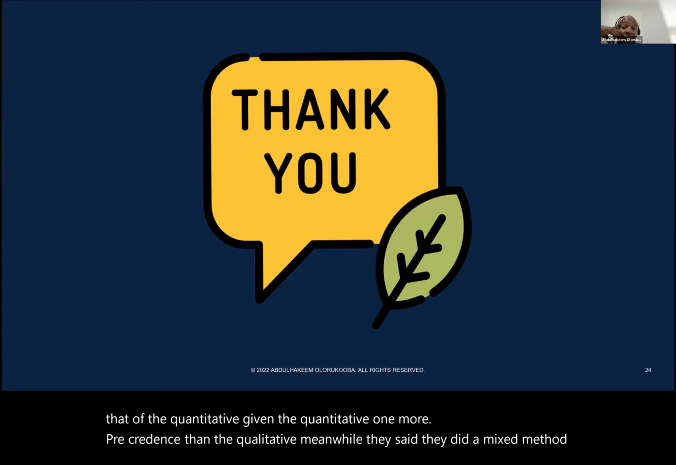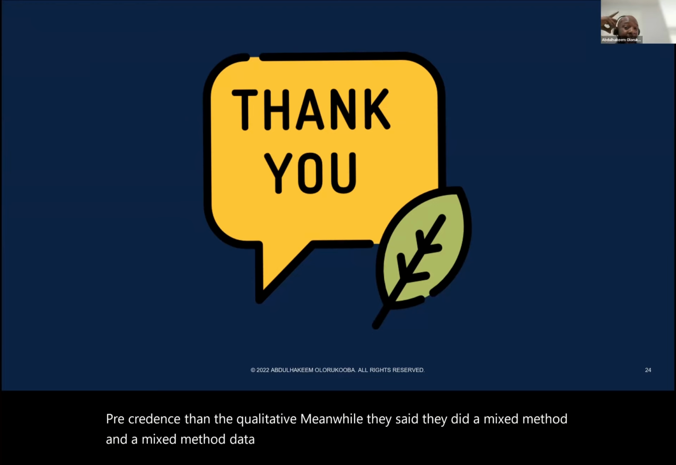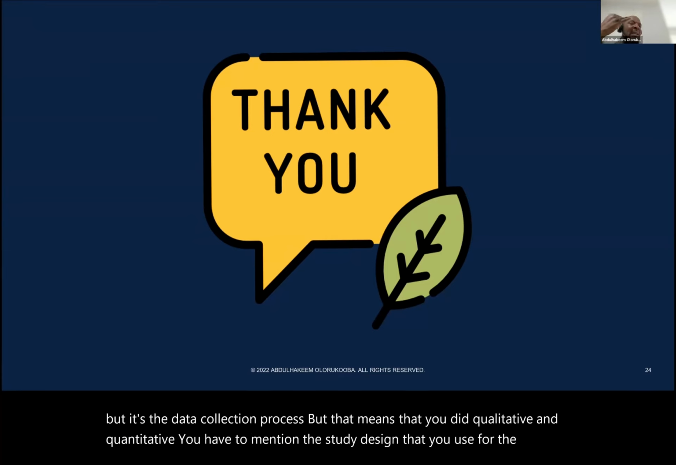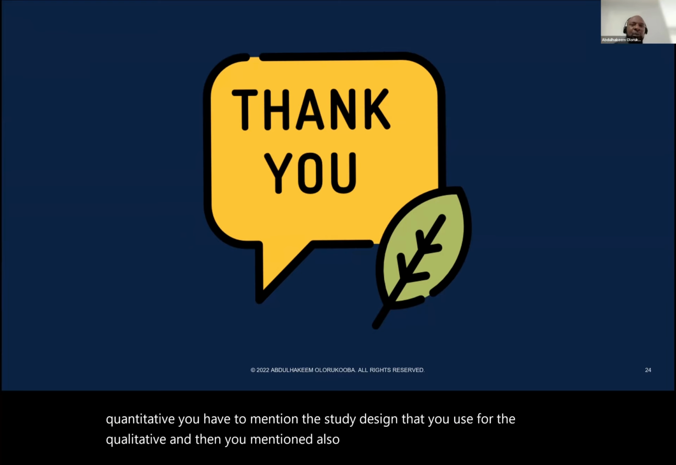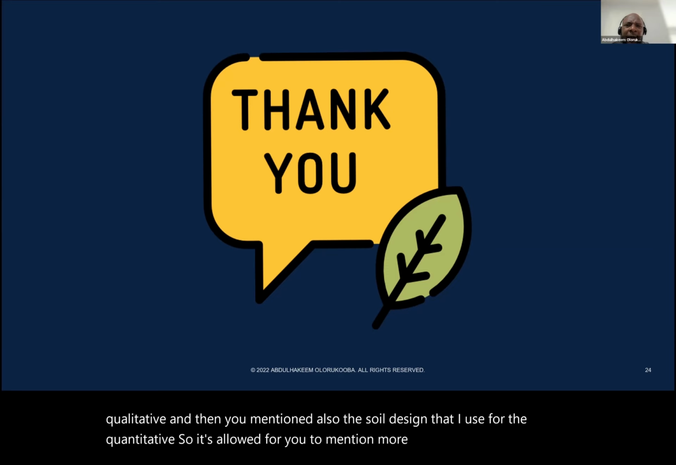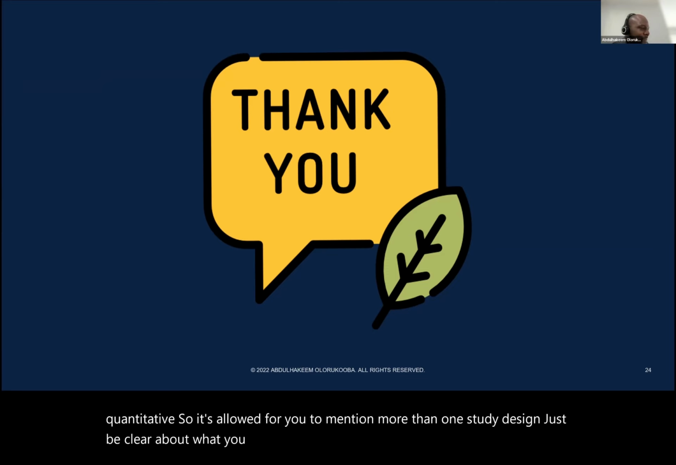Meanwhile, they said they did a mixed method, a mixed method data collection process. Mixed method is not the design, but it's a data collection process. But that means that you did qualitative and quantitative. You have to mention the study design that you use for the qualitative, and then you mention also the study design that you use for the quantitative. So it's allowed for you to mention more than one study design. Just be clear about what you are saying. I hope this helps.